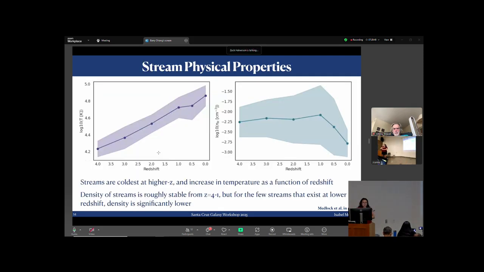Taking those maps and taking our stream-like gas, we can measure the typical physical properties of the streams. So here, for example, on the left, I'm showing the typical temperature of the streams as a function of redshift. And we find that around redshift 4, it's around 10 to the 4.2, and it increases slightly as we get to lower redshift, whereas the density remains about constant, but then decreases a bit towards the lower redshift end.